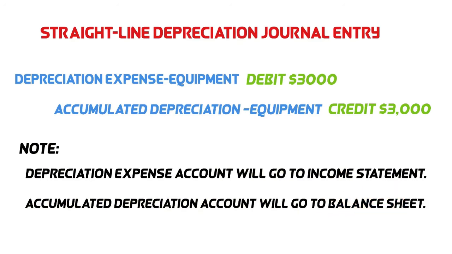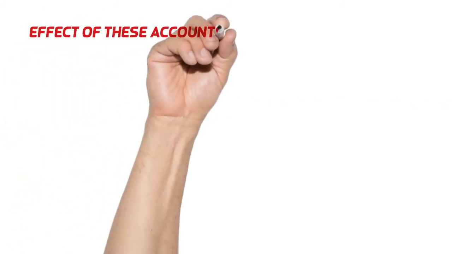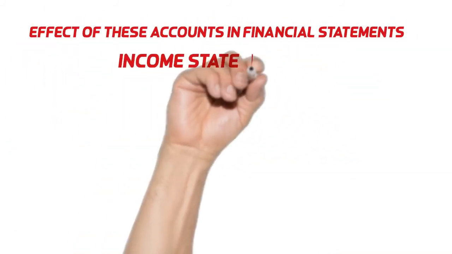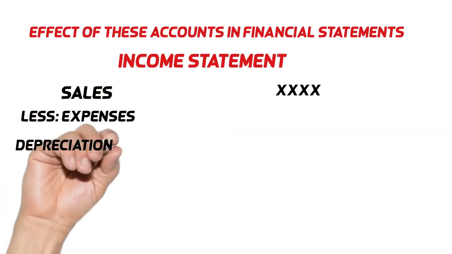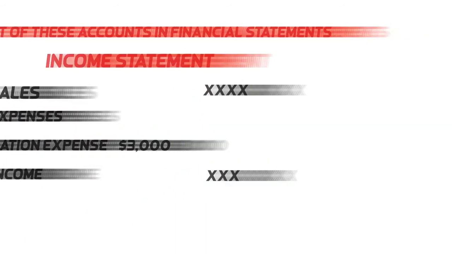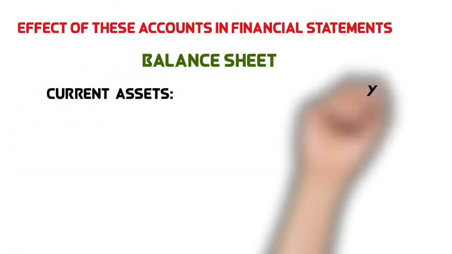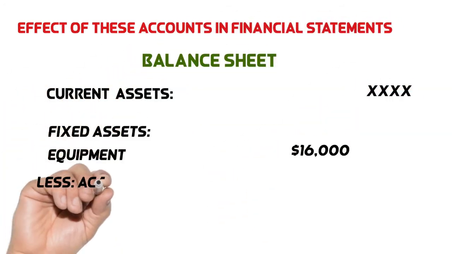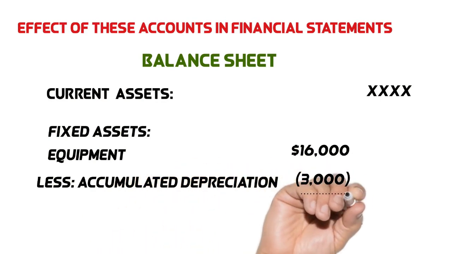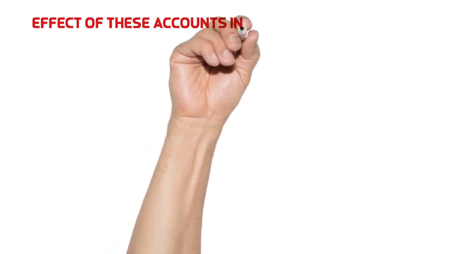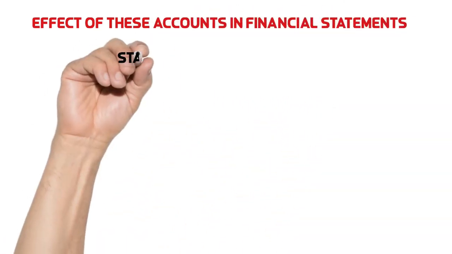Let me show you the effect of these accounts in the financial statements. First, we will look at the income statement. Second, we will look at the balance sheet. Another important point you must note about depreciation expense: it will be added back in the statement of cash flows under the indirect method, because it is not a physical cash flow. It is just recorded to follow the expense matching principle.